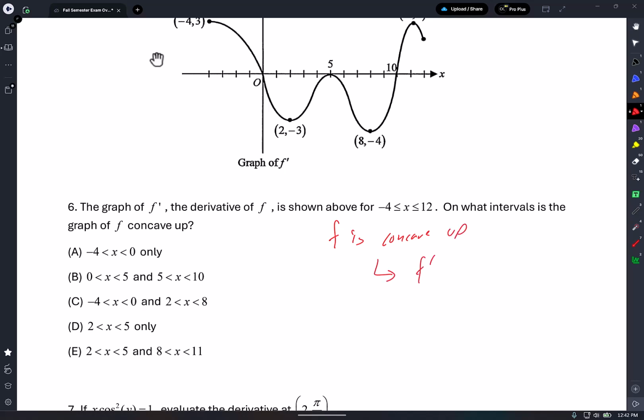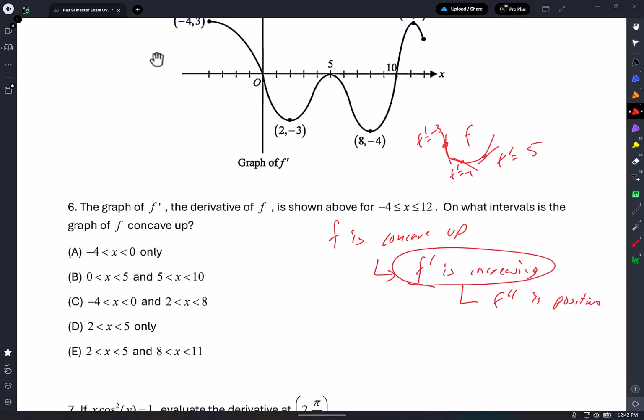If we have f prime is increasing. If f prime is increasing, that means that f double prime is positive. And that's what creates your concave up, right? Because your slopes are increasing. What do you mean by the slopes are increasing? Well, look, if I call this f, and then I call this f prime, and I call that slope whatever that is, so -3, f prime equals -1, f prime equals 5. See, -3, -1, 5. The slopes are increasing, which means f prime is increasing. That's what creates concave up, guys.